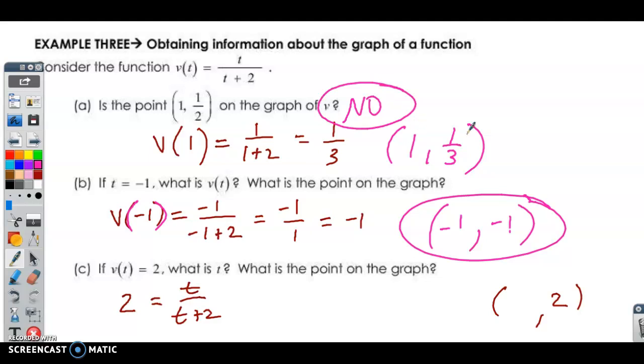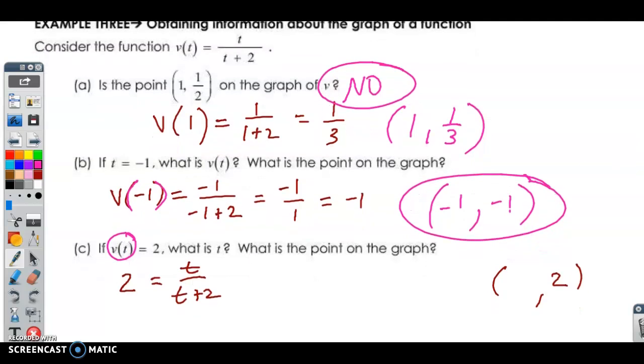And the last problem is, if v of t equals 2, what is t? All right, well, they're giving us essentially the y value. So v of t is 2. So what is t? Well, how do we solve this? We need to solve for t. We've got 2 t's. We just have to do some manipulating. This is one of the best parts of math right here. All right, we just have to make it work.